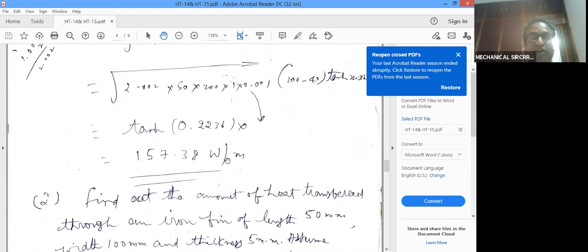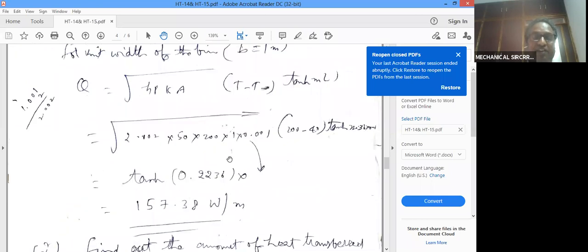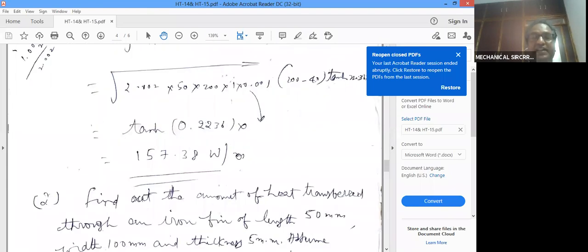157.38 watts per 1 meter width, because you have assumed 1 meter width, B is equal to 1 meter. Or otherwise you can write 157.38 watts. That is the heat transfer through this pin for an insulated pin. If you assume the pin is insulated, 157.38 watts per meter.